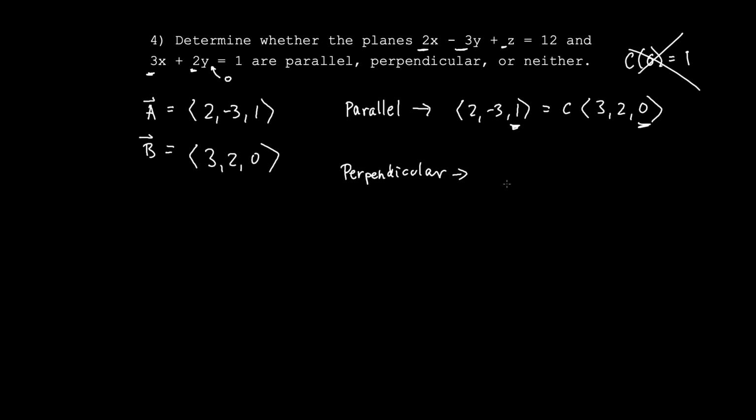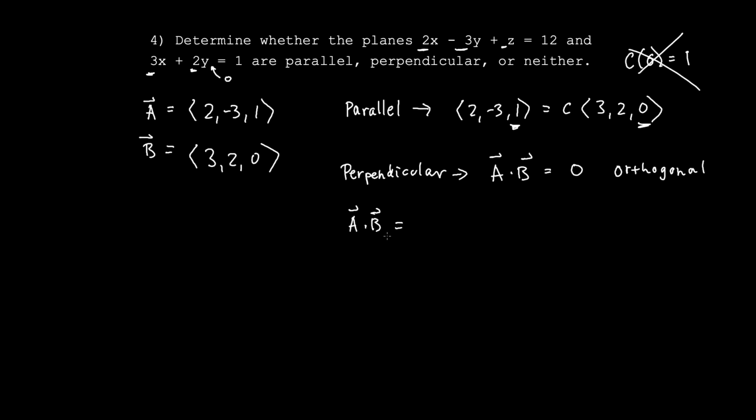Now we know that two vectors are perpendicular if the dot product between them is equal to 0. We also call this orthogonality. So if the dot product of two vectors is equal to 0, then the two vectors are orthogonal. So let's find the dot product between vectors a and b.